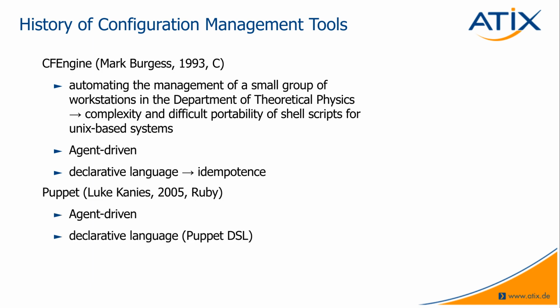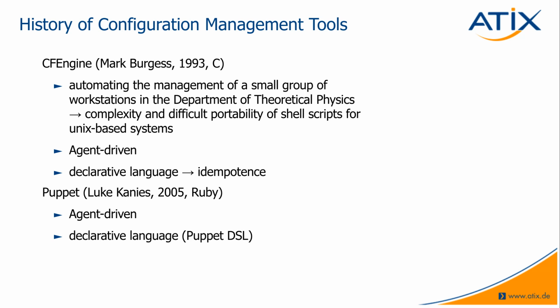A few years later, Luke Kanies developed Puppet based on Ruby. Similar to CFEngine, Puppet is agent-driven, so you have a Puppet master and you have a Puppet agent running on your clients. And it also uses a declarative language, in that case, Puppet DSL.